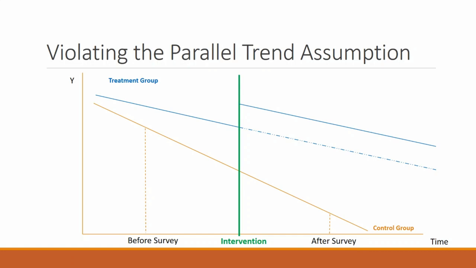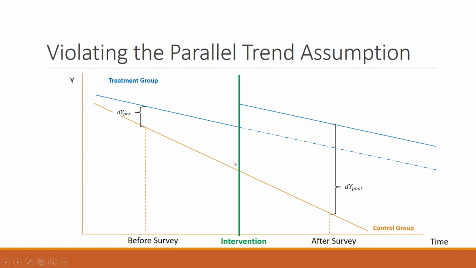Okay, but the problem is that the treatment group is changing in a different way over time than the control group. With that said, why does this cause bias in my difference in difference estimation? Well, let's take a look. Again, let's take the difference between the treatment group and the control group after the intervention, so the DY post. And we'll do the same beforehand, so DY pre, the difference between the treatment group and the control group before the intervention.